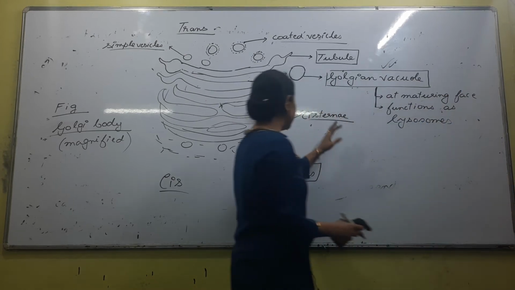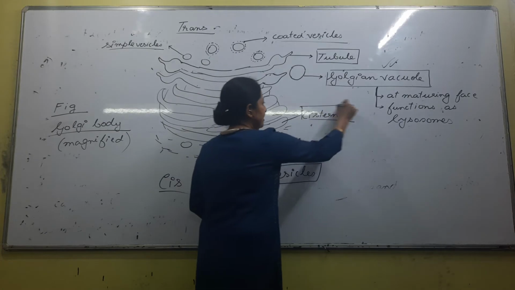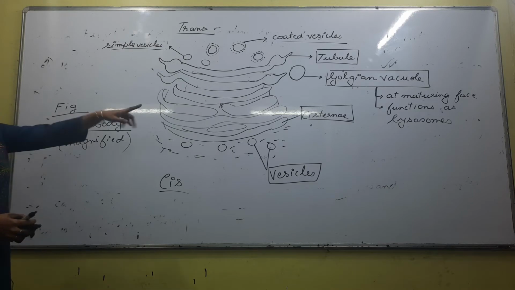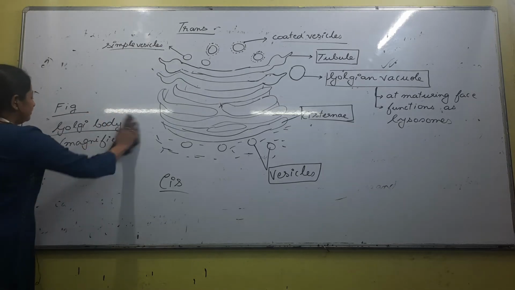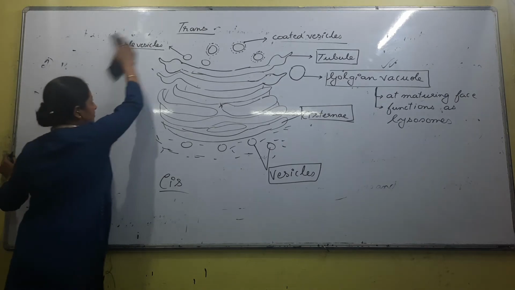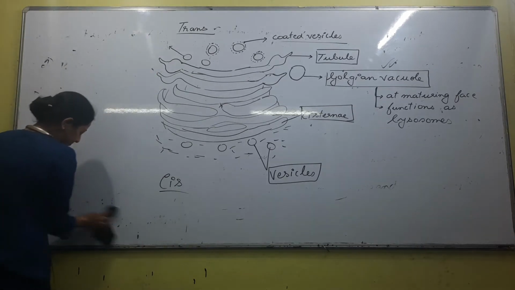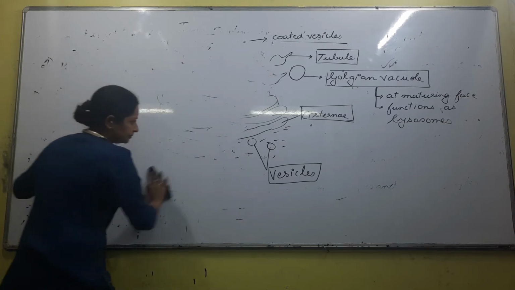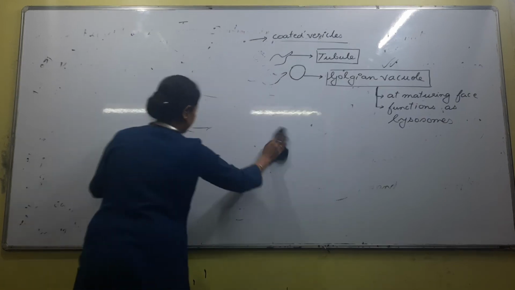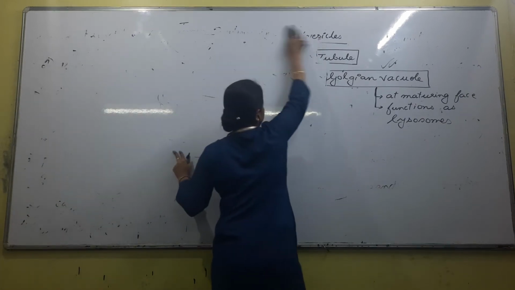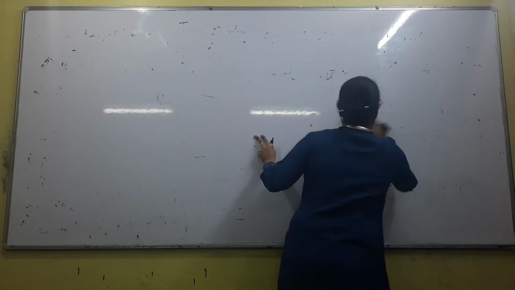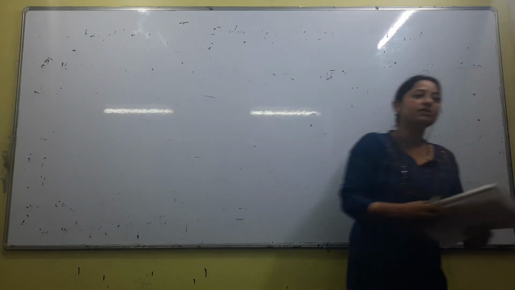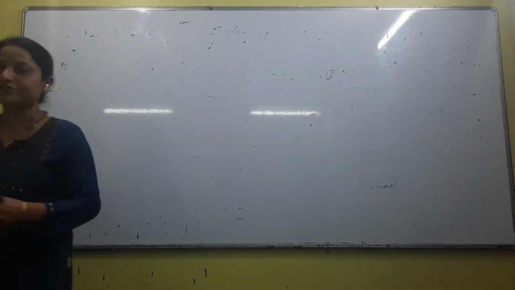Next we are going to write something about the three parts: cisternae, vesicles and tubules. Is the diagram over? Make the heading cisternae. Online students, is the diagram over? Okay. Write the heading cisternae. What is a cisternae? It is a flattened sac-like structure.